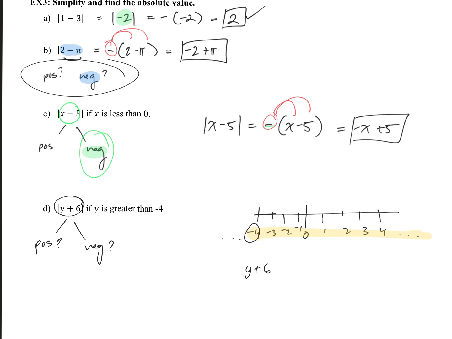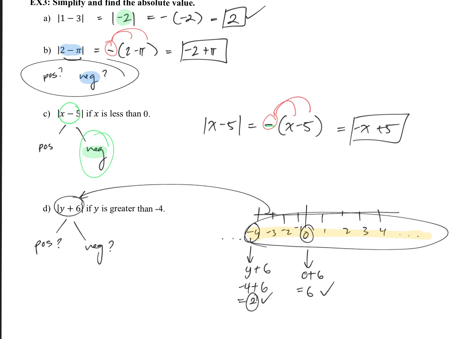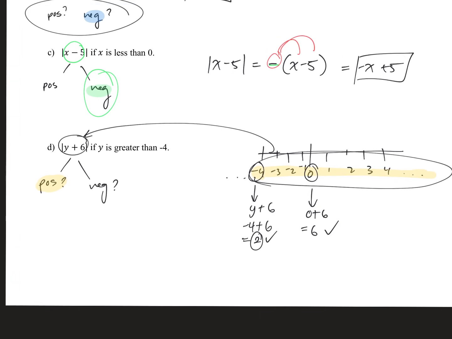Well, y plus 6, if I choose y to be equal to negative 4, that'll be negative 4 plus 6, which is going to be 2. Well, that's a positive number. How about 0? That'll be 0 plus 6, which is going to be 6, also a positive number. In fact, if I picked any value greater than negative 4 and plugged it in here, that number would end up being what kind of a number? Positive. Yeah, so we know these are always going to be positive values. So since I know it's always going to be positive, I can write my answer as absolute value of y plus 6 equals y plus 6. I don't need to change anything because it's already positive. And that would be my answer.